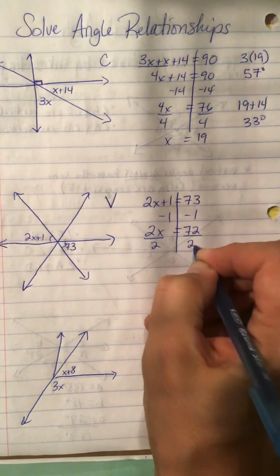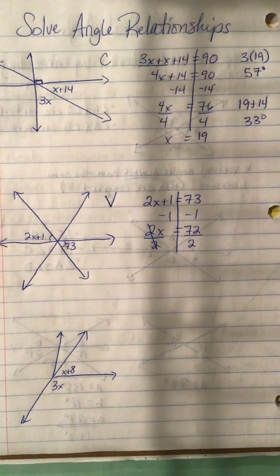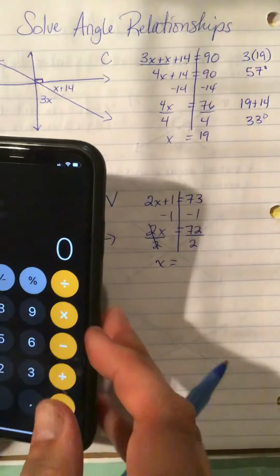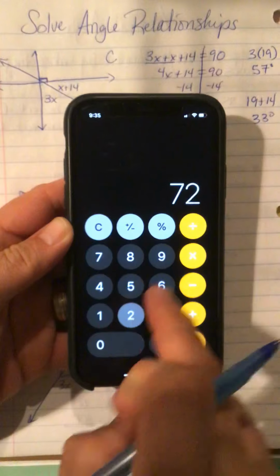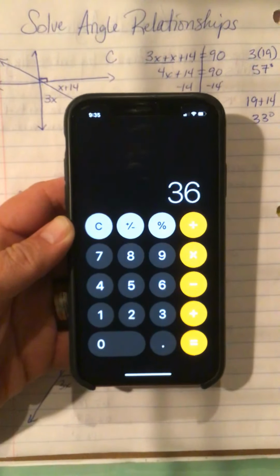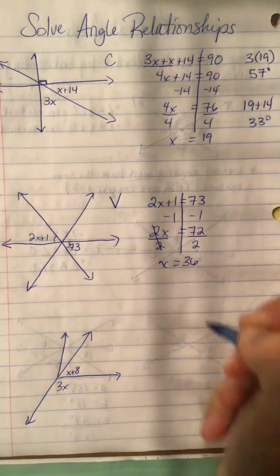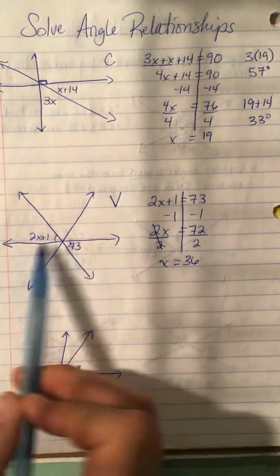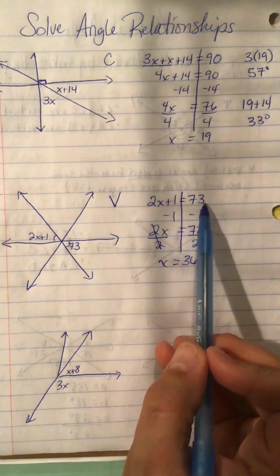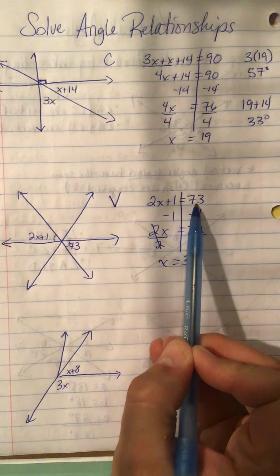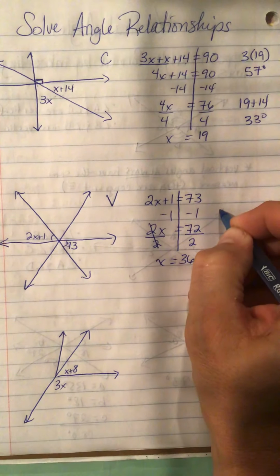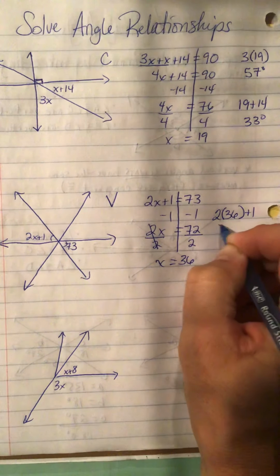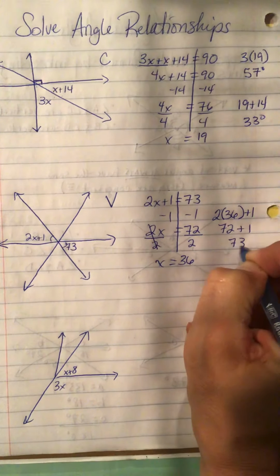And when we divide both sides by 2 to get rid of the coefficient there, to get it equal to 1, 1x is equal to, so we'll go ahead and use our calculator. 72 divided by 2 is 36. So x is equal to 36. Now the second part of that, find the measure of the missing angle. Well, for vertical angles, remember, since they're the same angle, we know the missing angle is going to be 73 degrees. But we can prove it by substituting in 2 times 36 plus 1. 2 times 36 is 72, plus 1 is 73.